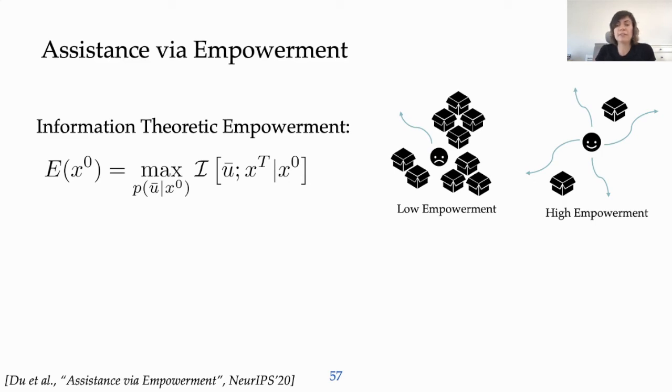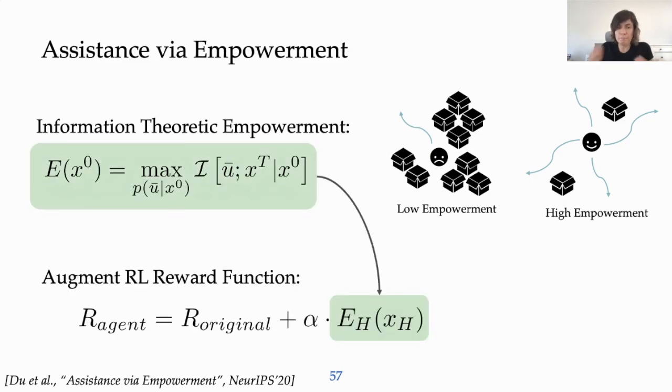High empowerment states are where you have a lot of controllability over the environment. You can get to many places. You can do many things. And the way we then get an assistant to help increase empowerment is by giving it as part of the objective. That's your job: to make sure that the person stays as much as possible in states of high empowerment.